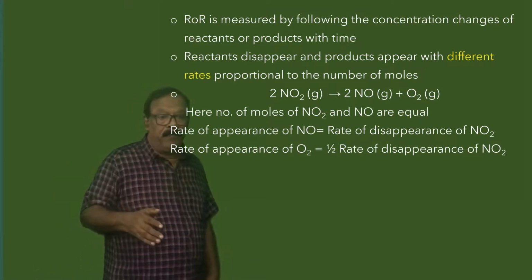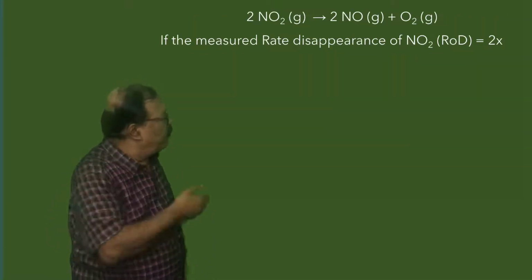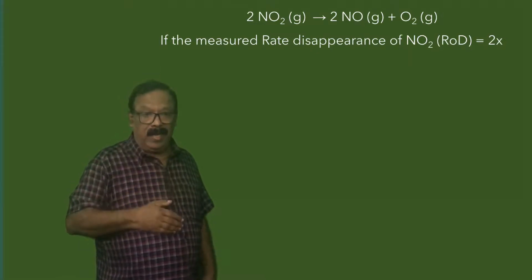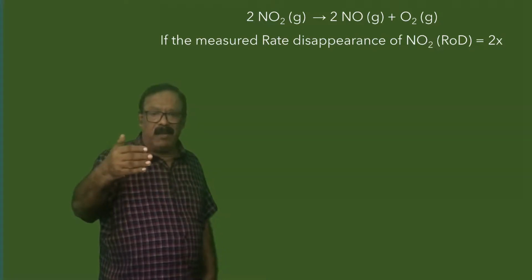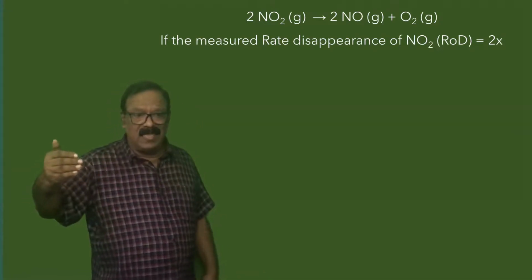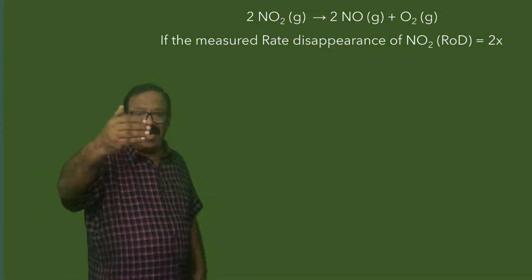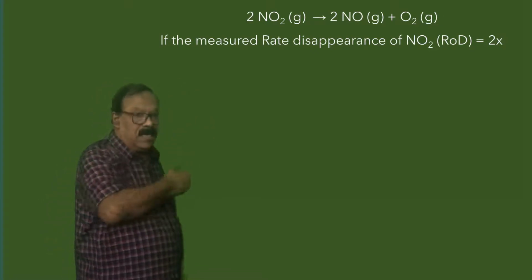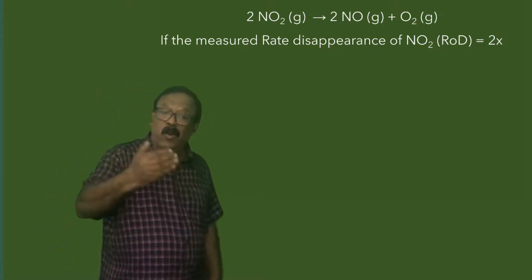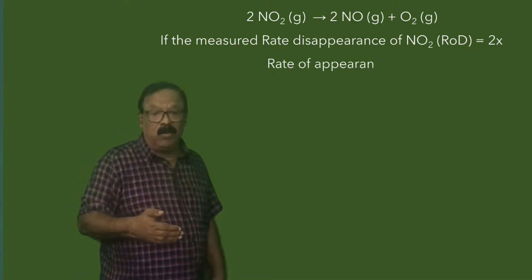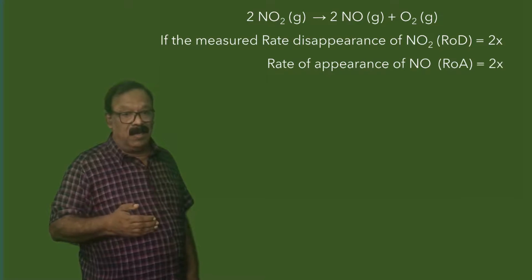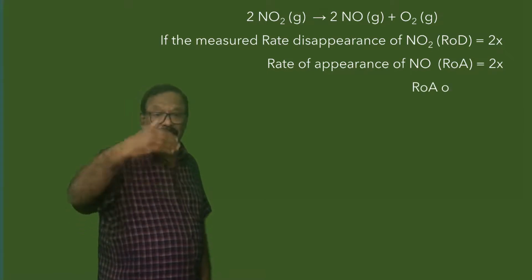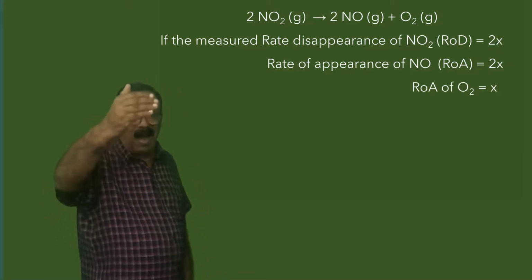This comparison is clear. Suppose in this reaction the measured rate of disappearance of NO2, which we abbreviate as ROD, is taken as 2x. This is not a standard abbreviation; we write it as ROD for convenience, to avoid repeating the long phrase rate of disappearance. Then what will be the rate of disappearance of NO? Both will be equal, so that also will be 2x. Oxygen will appear, so the rate of appearance we write as ROA. The rate of appearance of O2 will be x only, half only.